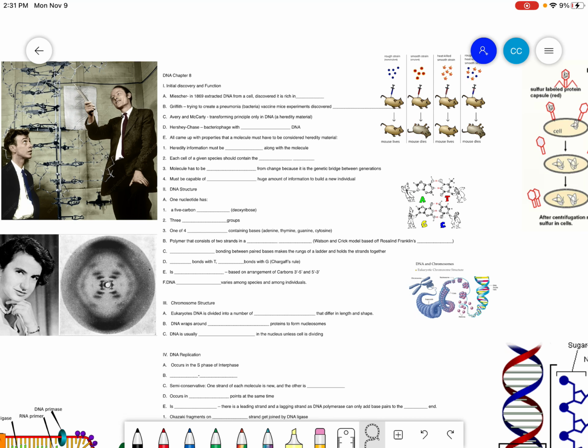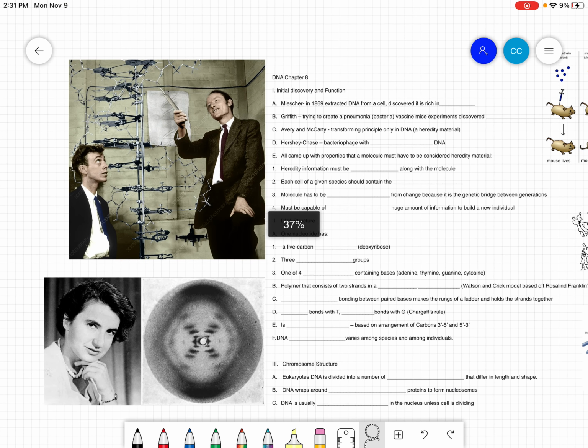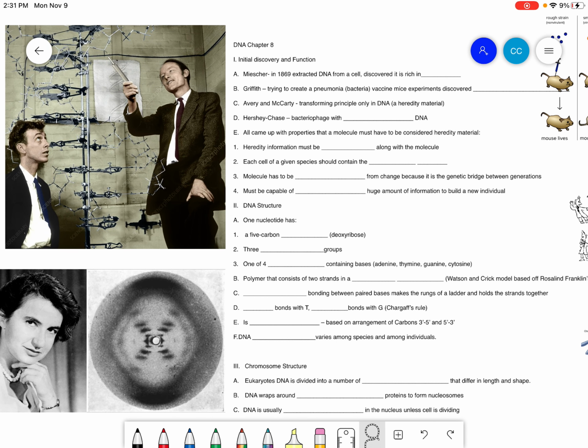DNA, the initial discovery and function of DNA came through multiple steps, starting back in the 1800s. The first guy to look at this molecule and talk about it was Miescher, and in 1869 he extracted DNA from his cell and discovered that it was rich in nitrogen and phosphorus. But he didn't know what it did.